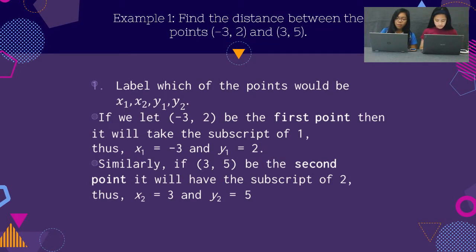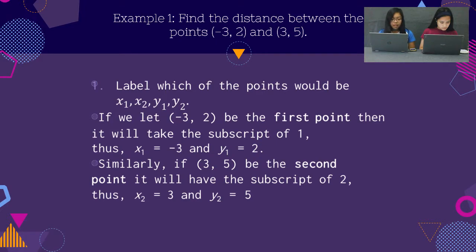For our first example, we have to find the distance between the points (-3, 2) and (3, 5). The first thing we need to do is label the parts of the points: x sub 1, y sub 1, x sub 2, and y sub 2. If we let (-3, 2) be the first point, it will take the subscript of 1. Thus, x sub 1 is equal to -3 and y sub 1 is equal to 2. Similarly, if (3, 5) is our second point, it will have the subscript of 2. Thus, x sub 2 is equal to 3 and y sub 2 is equal to 5.